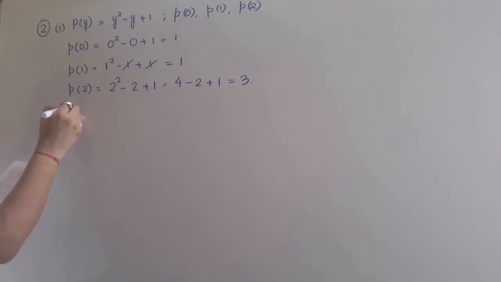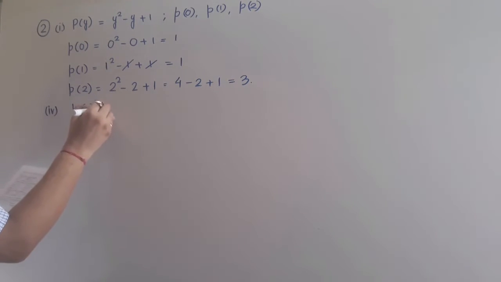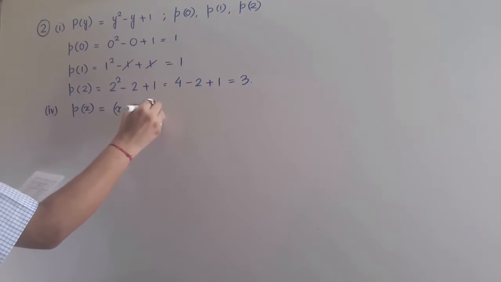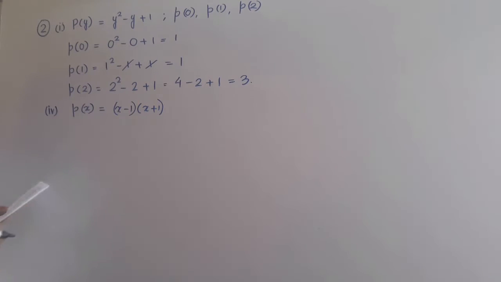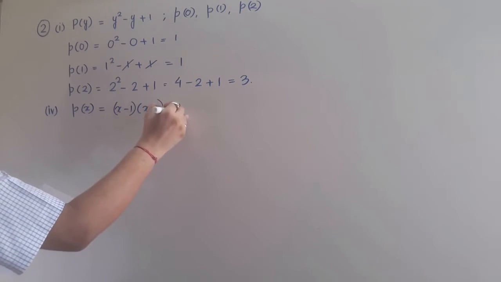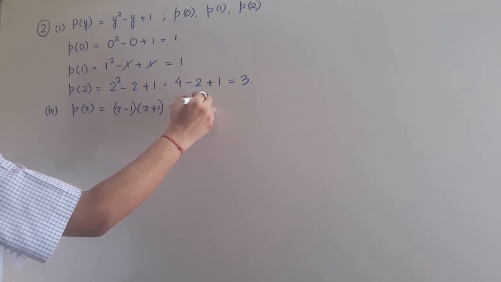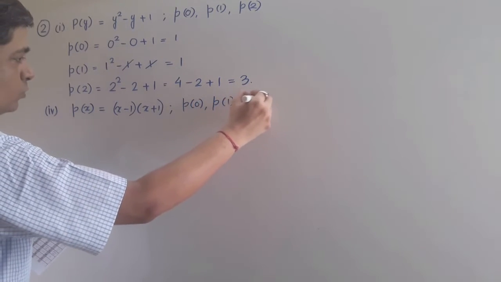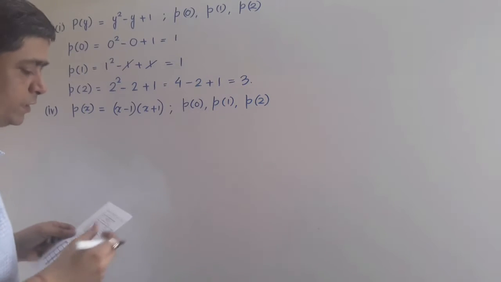P of x is given as x minus 1 into x plus 1. Let us see how we can find out. In this part also, I need to find out the value of P of 0, P of 1 and P of 2. These three values I need to find out.